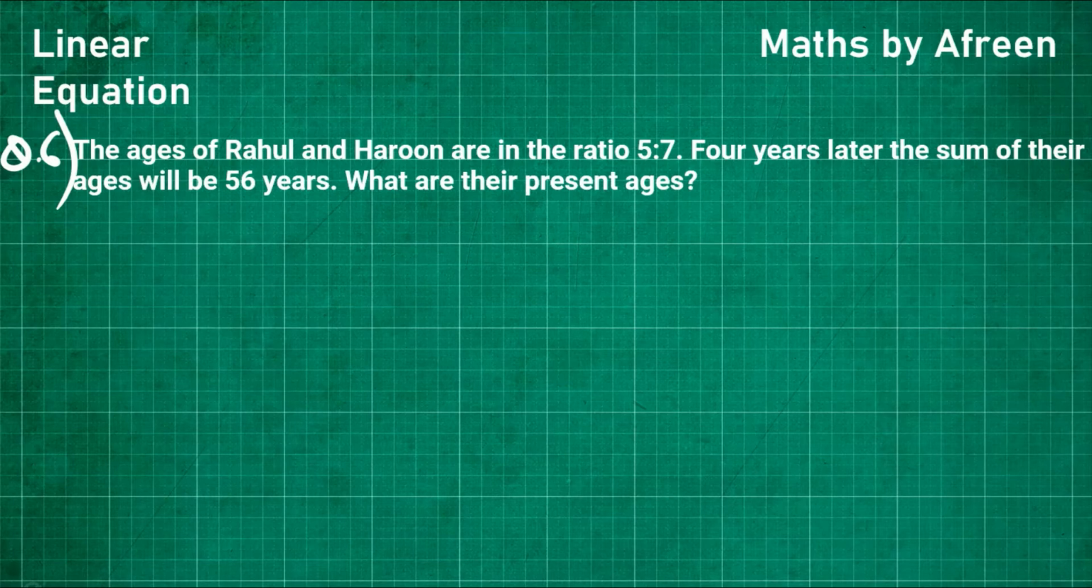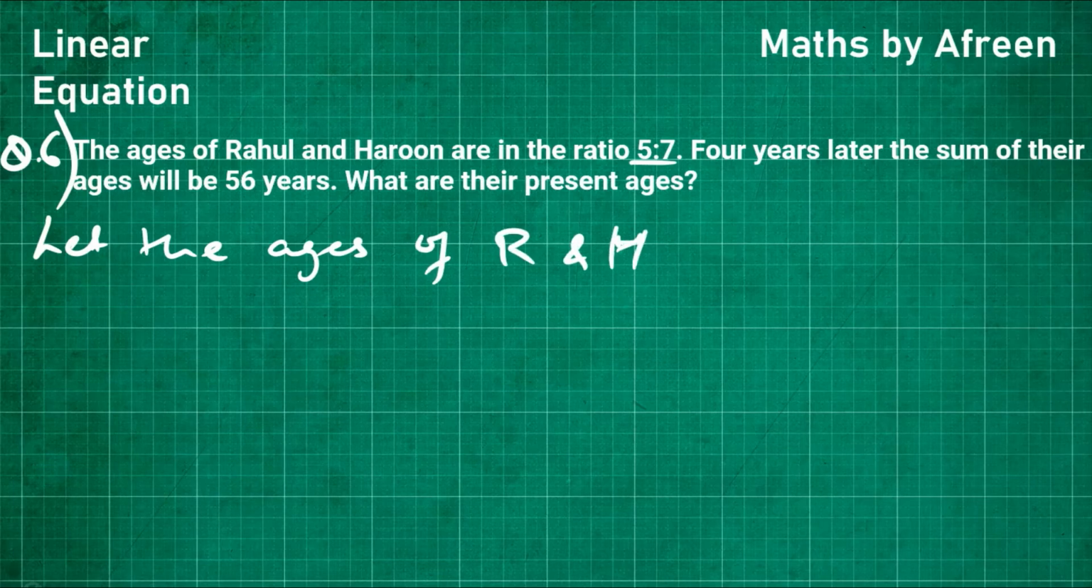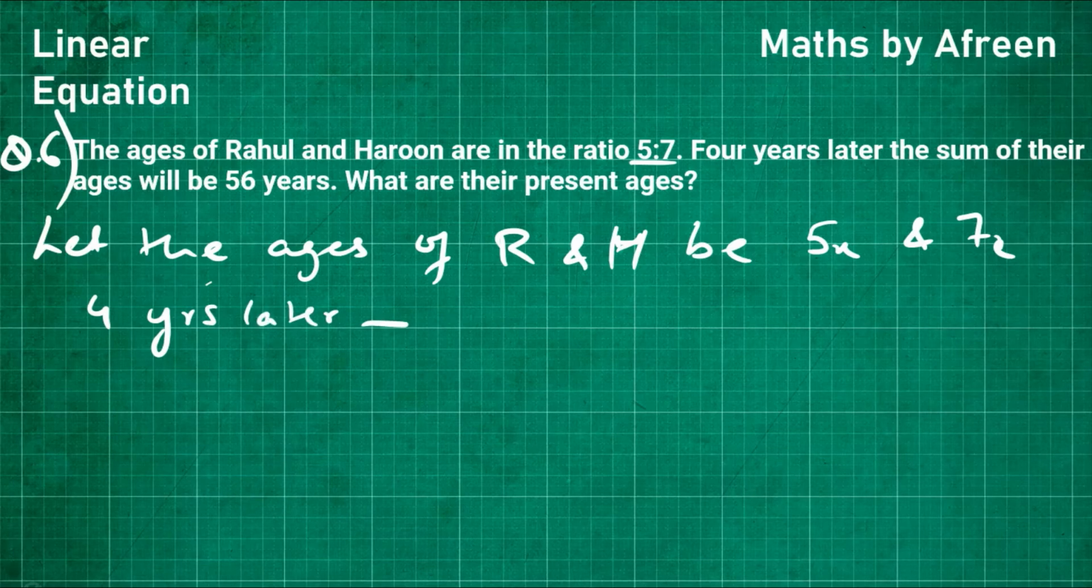So for now, what can we do? We can take this ratio 5 and 7 and multiply this ratio by x. Let the ages of Rahul and Harun be 5x and 7x. So 4 years later, their ages will be 5x plus 4 and 7x plus 4 respectively.